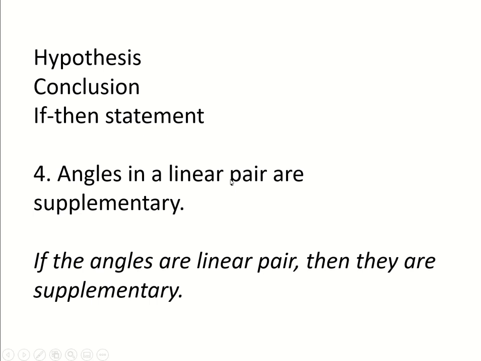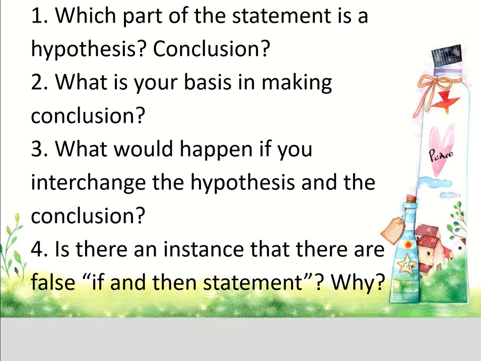Angles in a linear pair are supplementary. Our hypothesis here will be if the angles are linear pair, okay? Then they are supplementary. So we can call angles that are linear pair as supplementary. If the angles are linear pair, comma, then they are supplementary. So this is a very easy lesson in math.